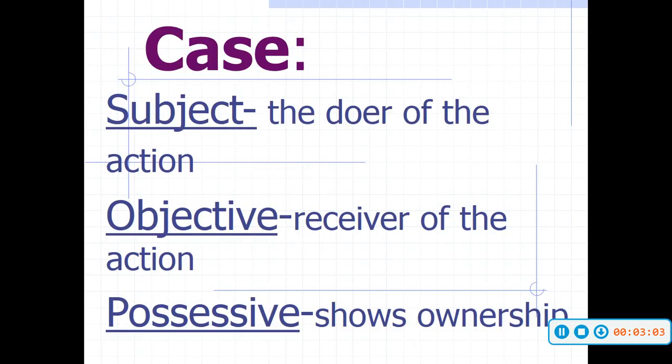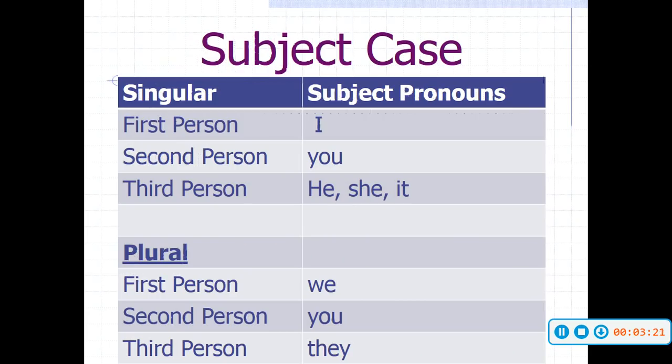Okay? And finally, this is where our learning target comes in. Pronouns are classified by case. A subject case pronoun is going to be the doer of the action. An object case pronoun or an objective case pronoun is going to be the receiver of the action. And a possessive case pronoun is going to show ownership.